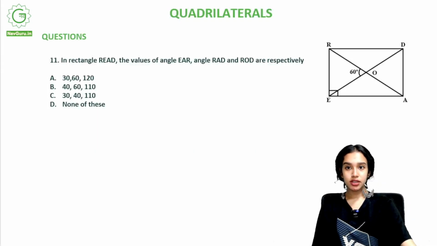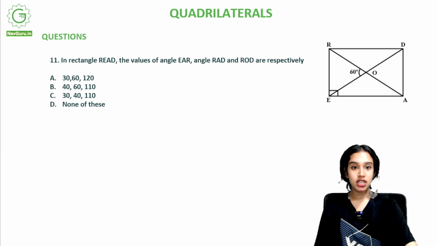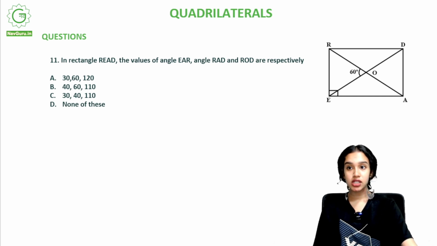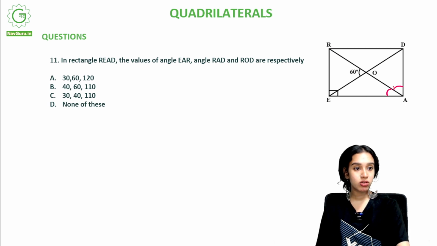The next question: in rectangle READ, the values of angle EAR, angle RAD and angle ROD are respectively. So we have been given the angle ROE, we have given REA, it's a rectangle, so it's 90 degrees, it's obvious. So we have to find the other angles of the triangle, right? What are the angles we have to find? We have to find EAR, and we have to find RAD. So this angle should be found out.